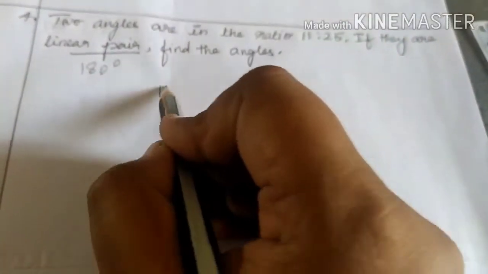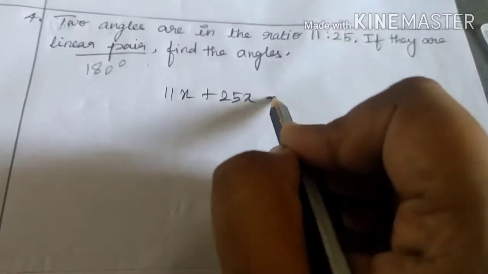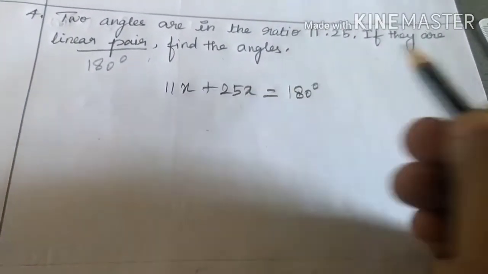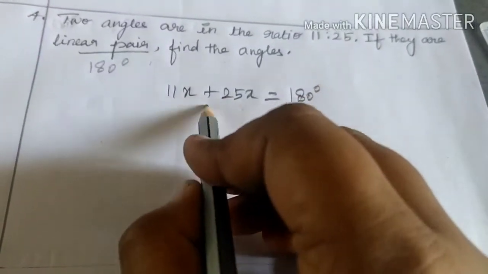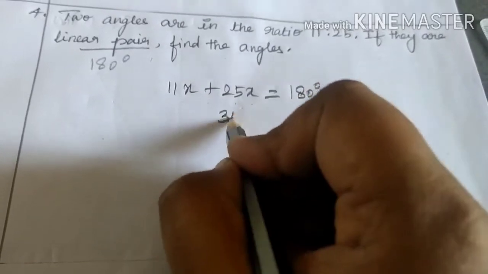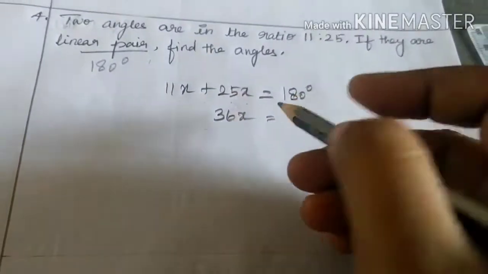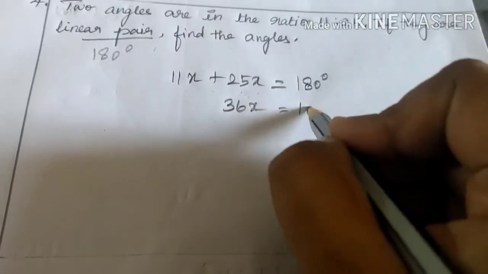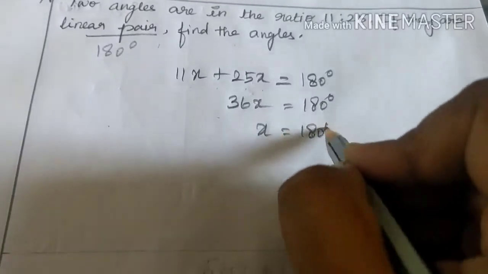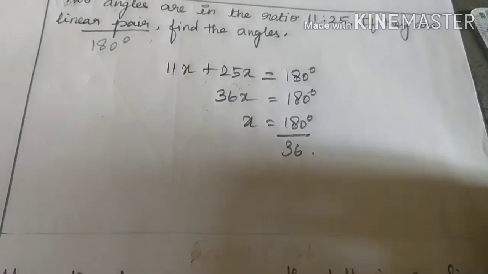Look at this. 11x plus 25x, because they are in the ratio. If they are a linear pair, they said, so 180 degrees you have to mention that. So 11x plus 25x, what will we get? 36x. Am I right? 5 plus 1 is 6, 2 plus 1 is 3. So 36x equals 180 degrees, so x equals 180 degrees divided by 36.